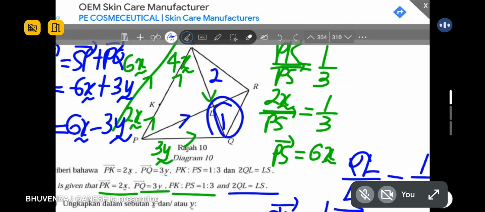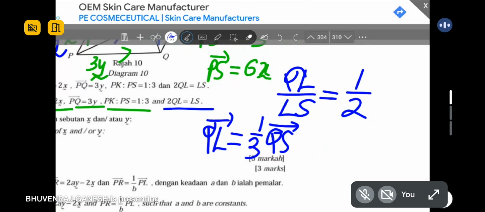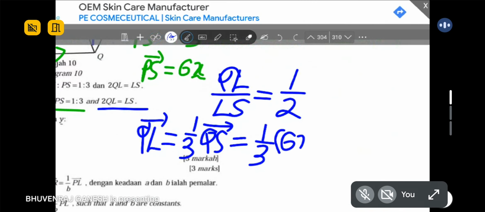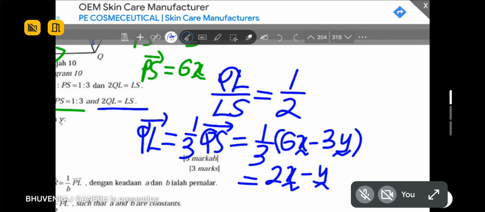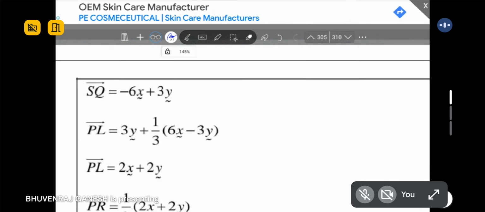Because QL is one part, LS is two part. So if I want to find this line, nak cari panjang yang ni, you just take 1 over total ratio. Jumlah nisbah is 2 plus 1, 3 of the whole line. Seluruh garis tu adalah QS. So that's why QL equal to 1 over 3 of QS. QS is 6x minus 3y. So substitute 6x minus 3y. So your answer is 2x minus y. Can? Boleh?